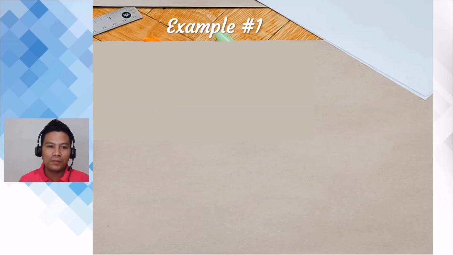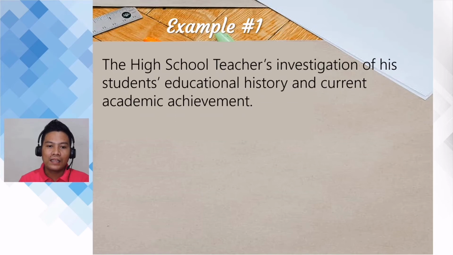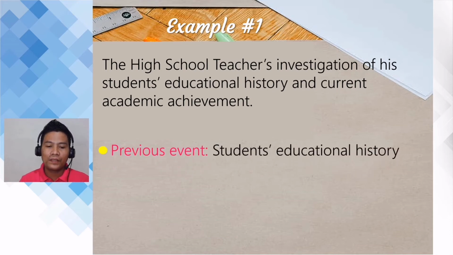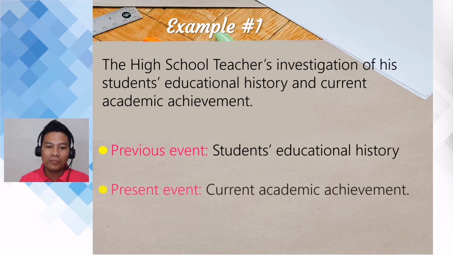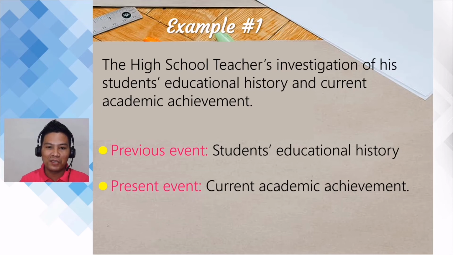Let's take this example. Example number one, the high school teacher's investigation of his students' educational history and current academic achievement. The previous event in this situation is the students' educational history, while the present event is the current academic achievement. You will notice that the high school teacher here, the researcher, will just investigate the educational history of the students and compare it to the current academic achievement. So there is no experimental manipulation.